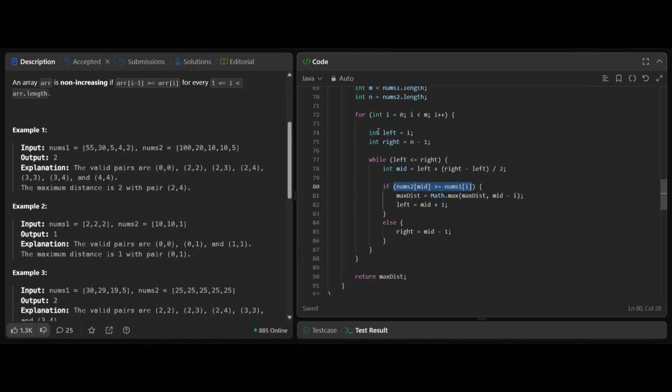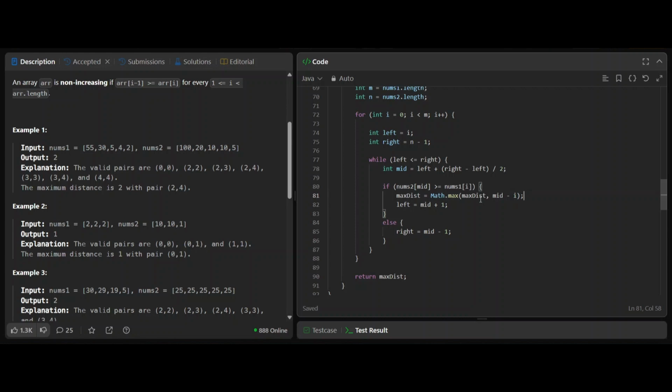Bro, we are starting from I, right? So that case is always valid, right? That is always valid. We just need to check that the number is greater or not, greater or equals to or not, right? If it is, it means this is a valid answer. This is a valid answer. So compare your distance, and we need the farthest index, farthest distance, right?